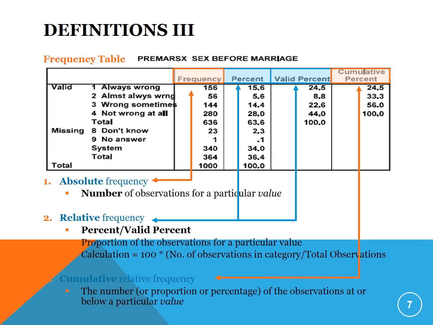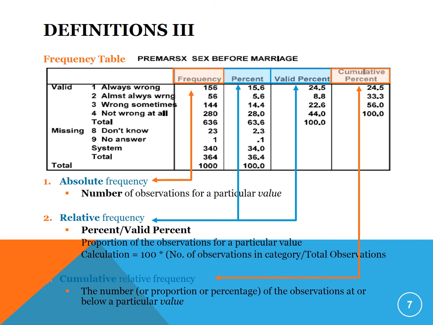So of the people who we actually got survey responses from, 24.5% said always wrong, it's always wrong. So instead of 5.6% of people saying it's almost always wrong, actually it's 8.8%. Right? So we stop the dilution. We make it a more robust number. We make it a more accurate number by looking at the valid responses. The responses of people who actually responded. Not the missing, not the people who aren't sure what they think, but the actual respondents, okay?